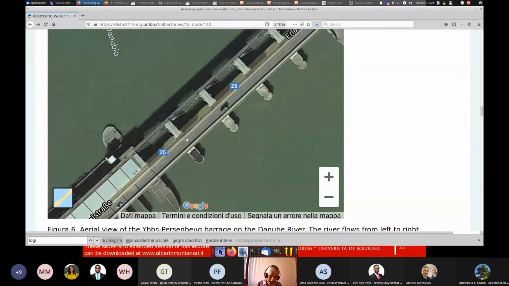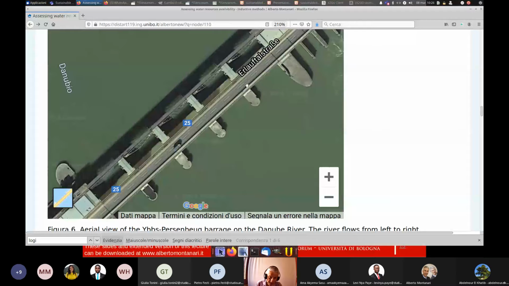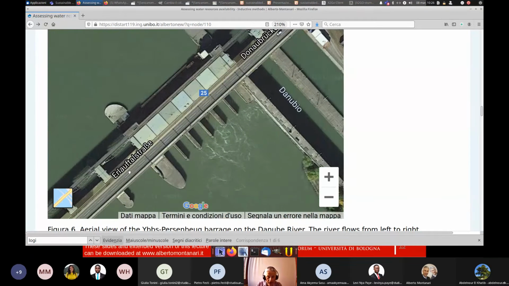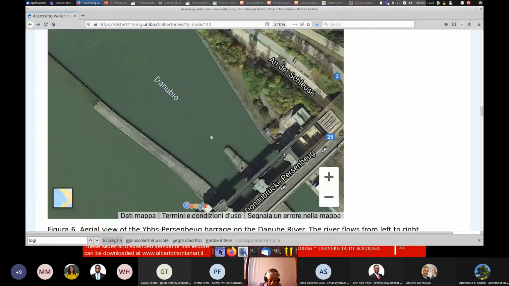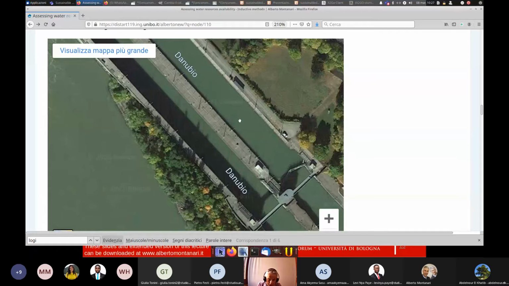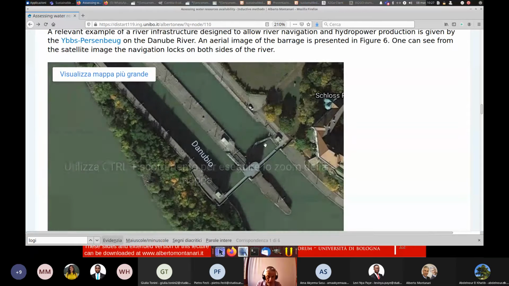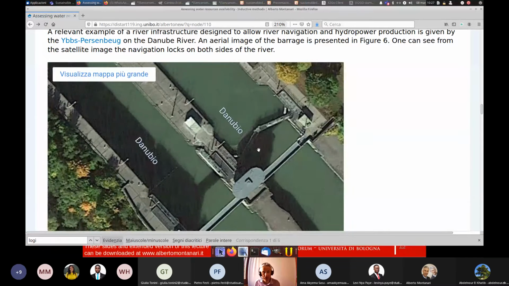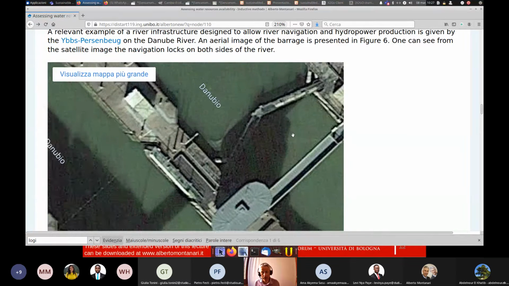Now let's go along the barrage. Here you have the main gates that allow you to regulate the water level upstream. Of course, you close the gates when you need to raise the upstream water level. And then if you go on the right, there is another hydropower plant here. The reason why there are two plants is that the Danube is drawing the boundary between two countries, and therefore they wanted to make the benefit symmetric for the two countries. And here you have the navigation dock that allows the boats to go from upstream to downstream and vice versa. And here you see what are called the Porte Vinciane in Italian, the gates that allow you to manage the navigation dock.